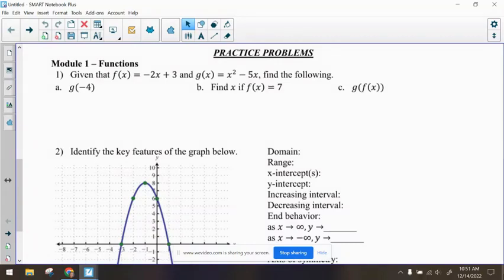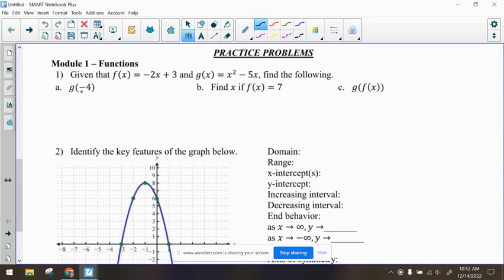In this video, we are going to talk through the Module 1 review questions. Module 1 is over functions. So in question 1, we're given two different functions, f of x and g of x, and we're going to find the following. Question A says to find g of negative 4.